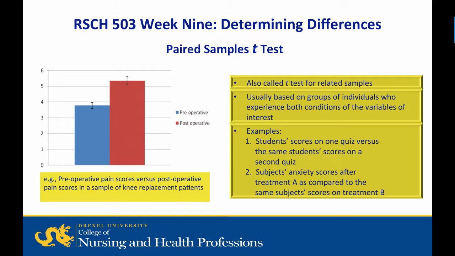Some examples include students' scores on one quiz compared to the same students' scores on a second quiz, or subjects' anxiety scores after treatment A as compared to the same subjects' scores after treatment B, or, as in the slide, preoperative pain scores versus postoperative pain scores in a sample of knee replacement patients.